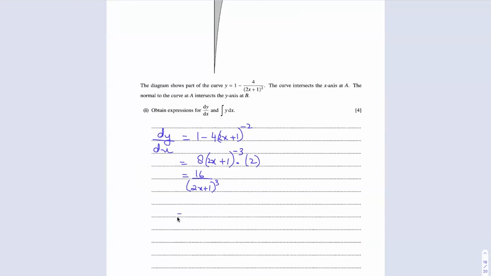For the integral of y, again we'll write it as 1 minus 4 into (2x plus 1) to the power minus 2. Integrating 1, we get x. Integrating this function, the power will increase by 1 and it will divide by minus 1 and be multiplied by the derivative of the function, which will become 2. So the final answer will be x plus 4 upon 2, which will become 2, into (2x plus 1) to the power minus 1. Or we can write it as x plus 2 upon (2x plus 1).